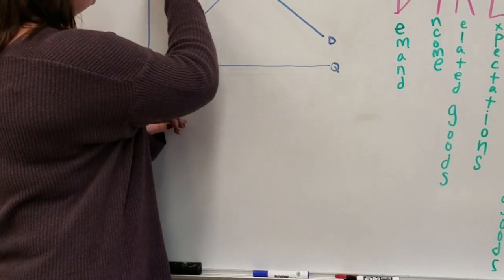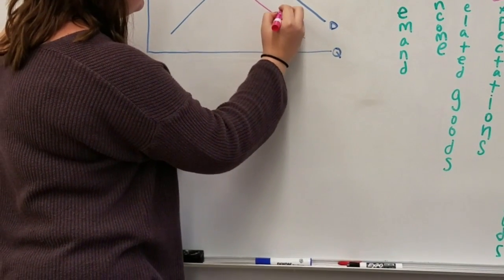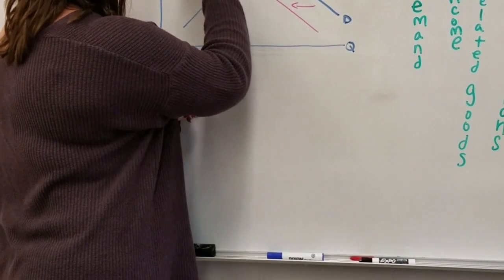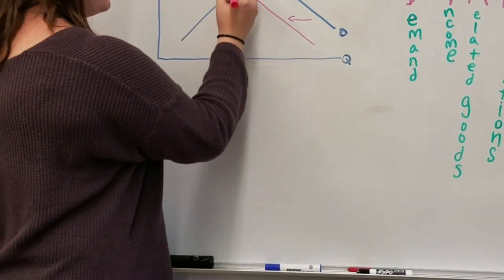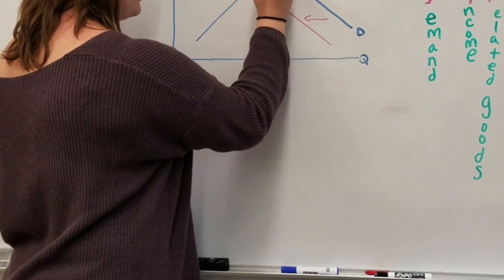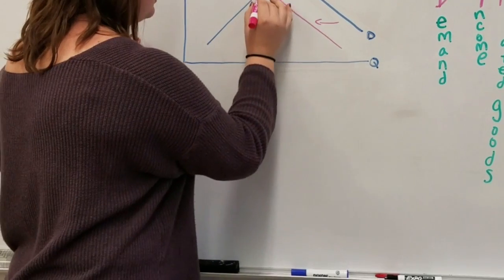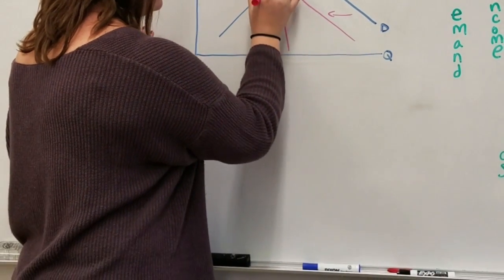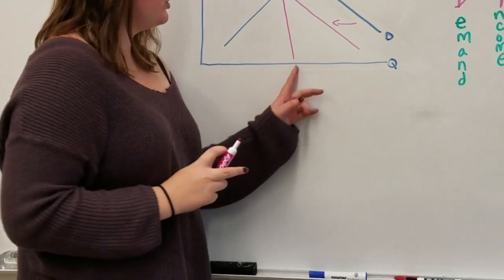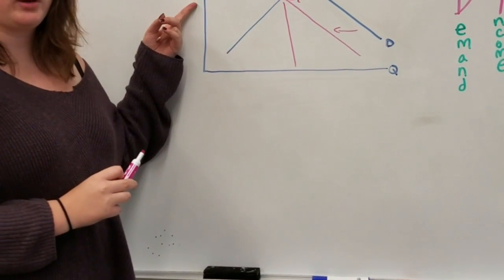So that means the demand curve is going to shift inward. That gives us a new equilibrium here. And we see that the quantity of beef goes down, as well as the price.